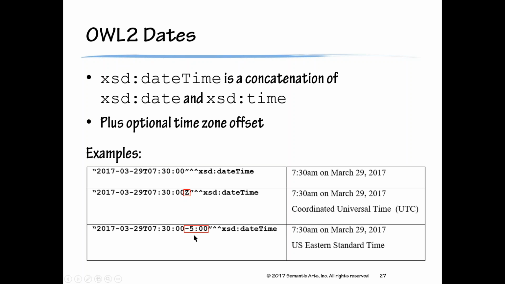Or you could have a number of hours offset. Now, this would almost always be on the hour, but there are some places where they have it on the half hour. I don't think anybody has it on the 15 minutes. But anyway, this would essentially be 7:30 a.m. U.S. Standard Time, which is 5 hours different from Coordinated Universal Time in London.